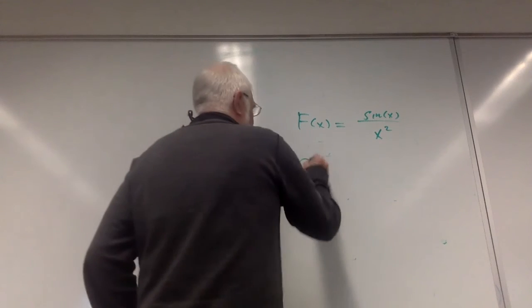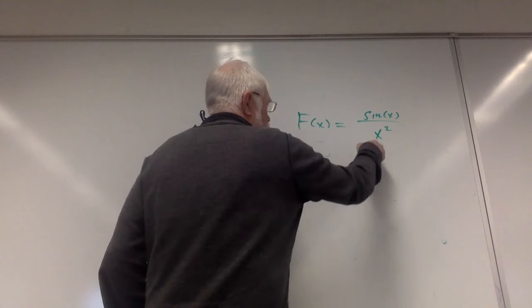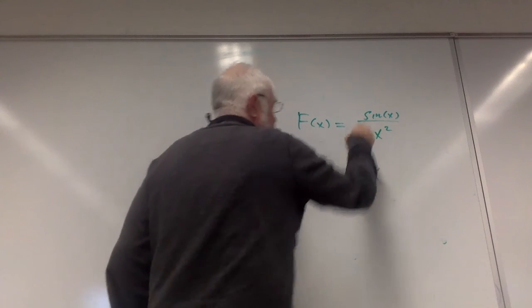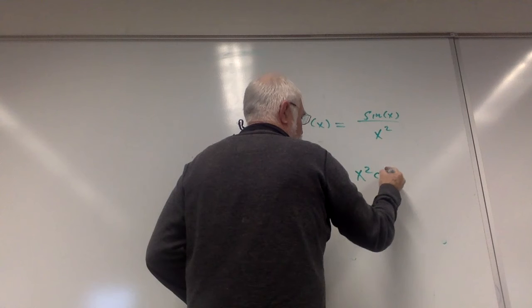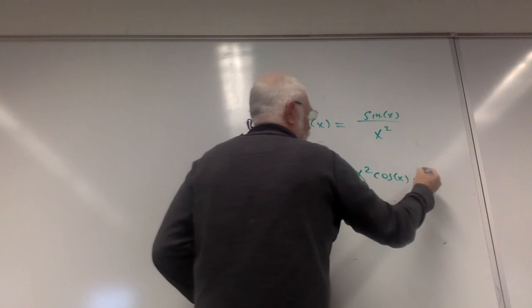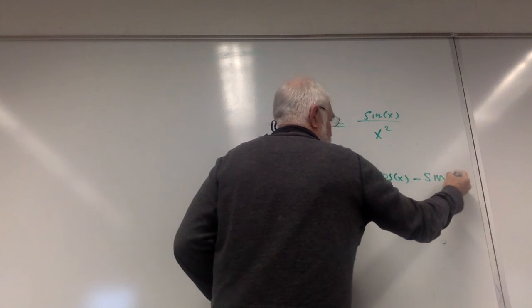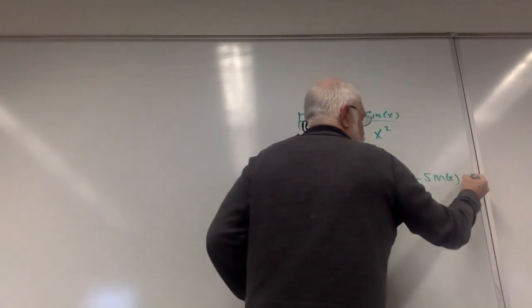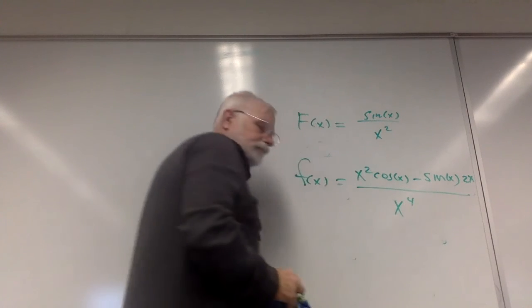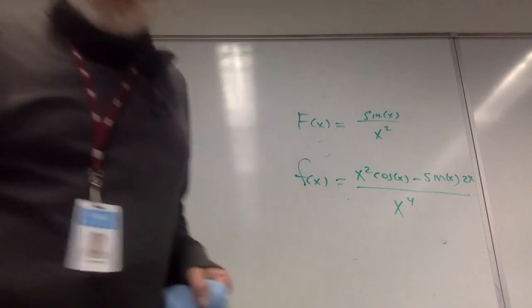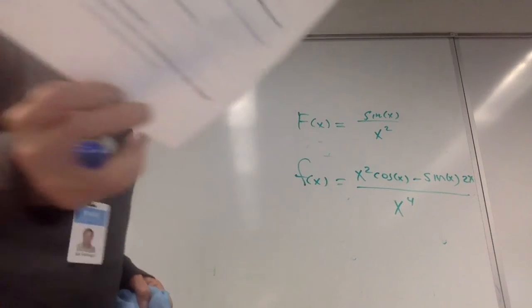All right, so what's f of x? Low d high, I guess I don't need the parentheses. Low d high, minus high d low, all over low low. Okay, hopefully that was real simple for everybody in the class.